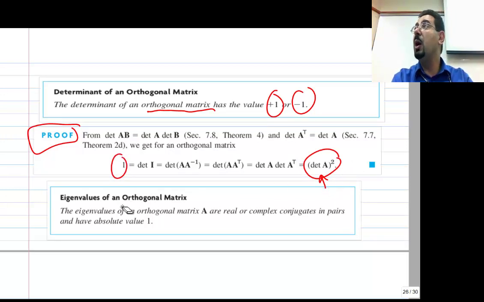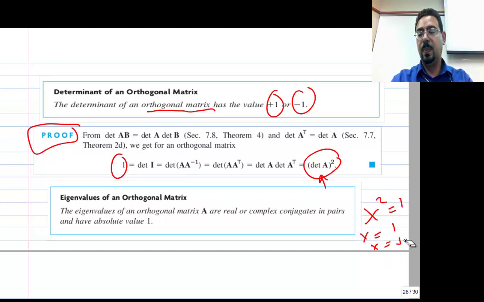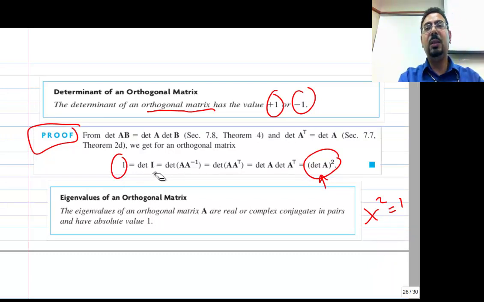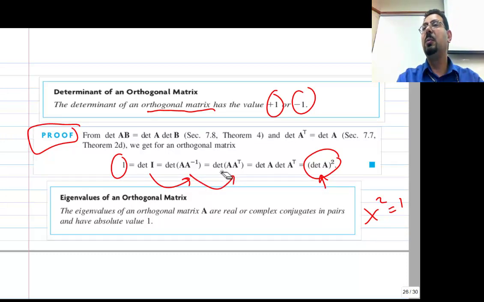The fact that the determinant of A squared is 1, when I'm telling you that x squared is 1, means that x is either 1 or x is -1. That's the only way. Okay, so 1 is the determinant of the identity matrix I. And because A is just A, any A multiplied by A inverse is I. And because A is orthogonal, A inverse is A transpose. Alright? And the determinant of this is the determinant of A multiplied by the determinant of A transpose.